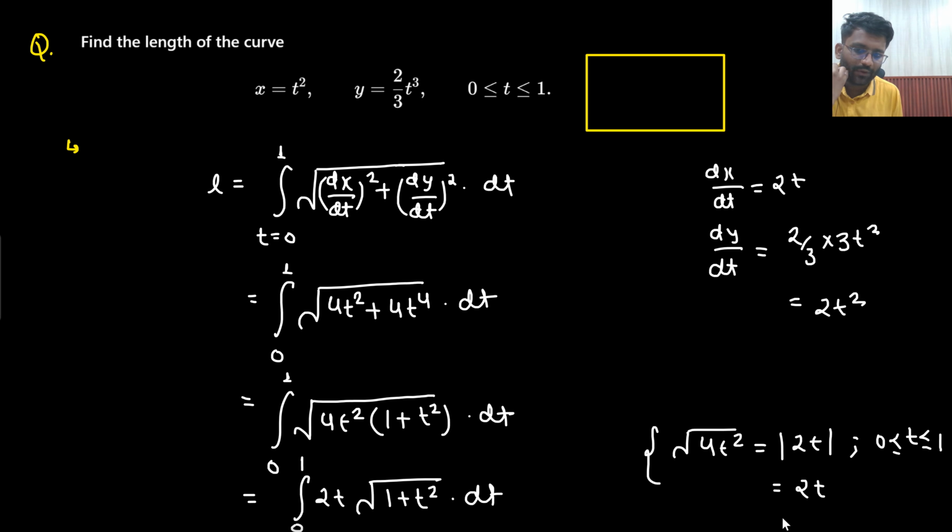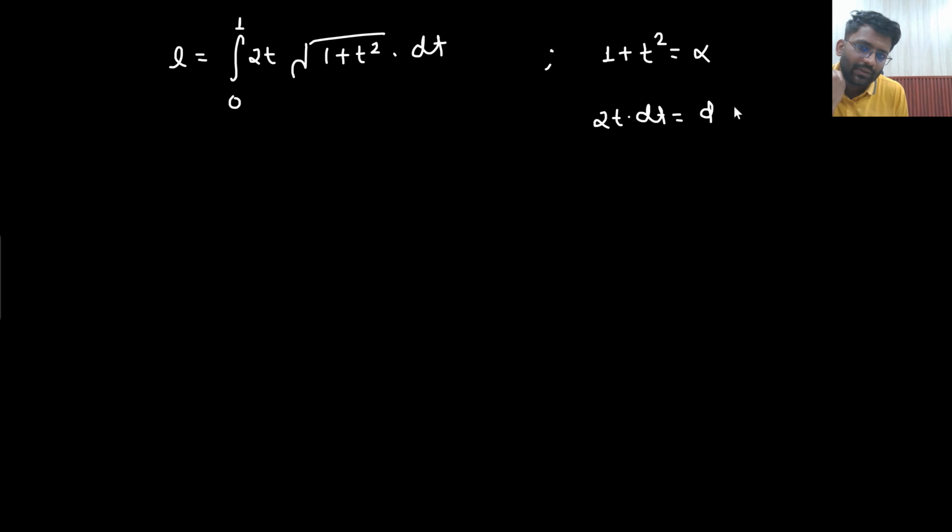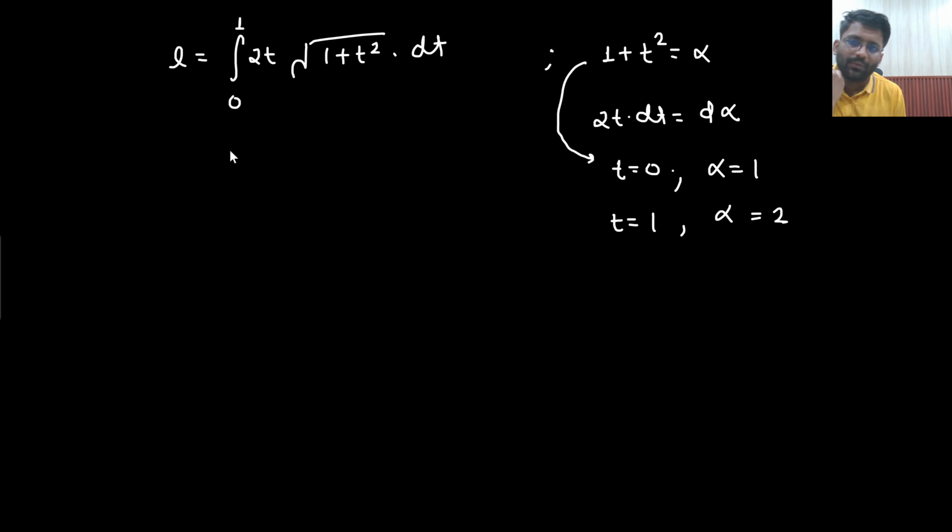Now our task is only to solve this integration, going from 0 to 1, 2t into the square root of 1 plus t square dt. So put 1 plus t square as alpha. Then 2t into dt will be equal to d alpha. If you put t equals 0, you get alpha equals 1. If you put t equals 1, you get alpha equals 2. Alpha goes from 1 to 2.